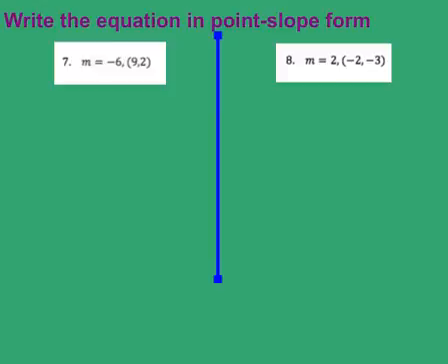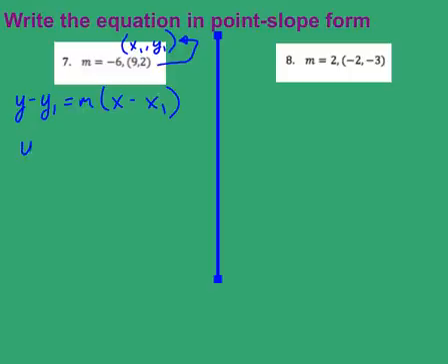Write the equation in point slope form. If I copied that down from my other line, it was y minus y1 equals m times x minus x1. So this is going to be x1, y1, this point here.